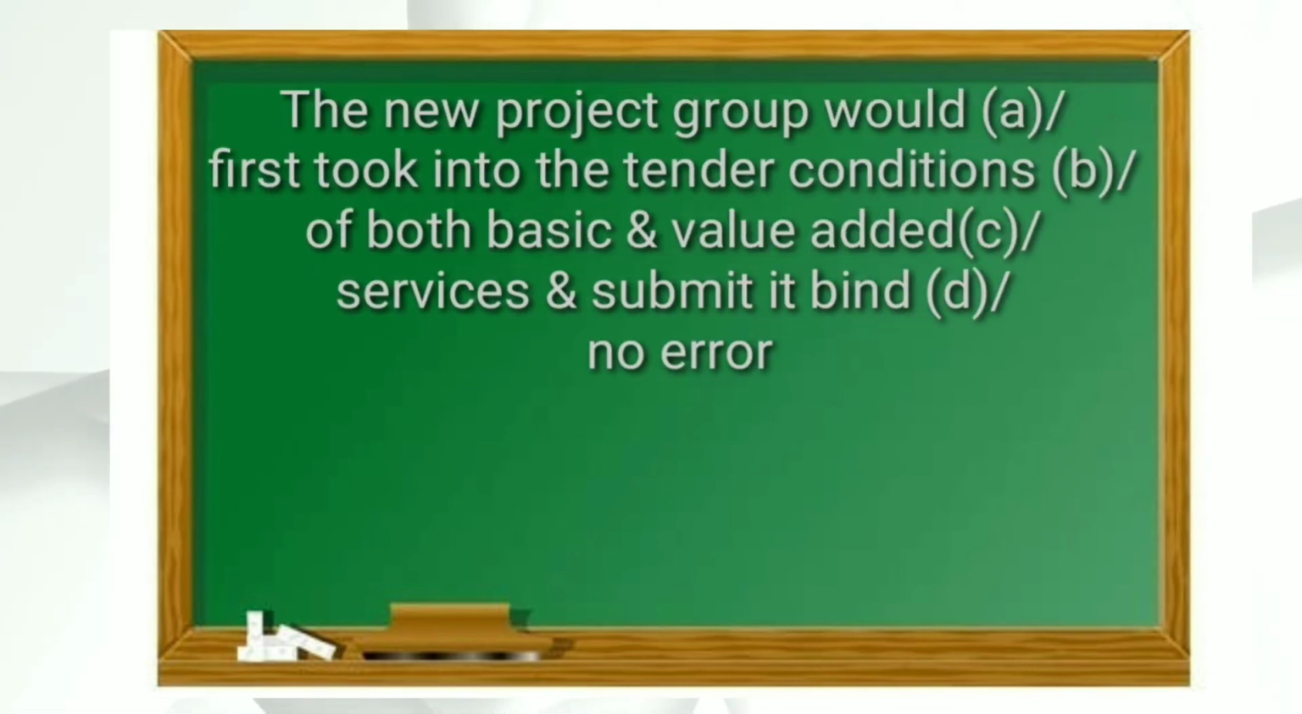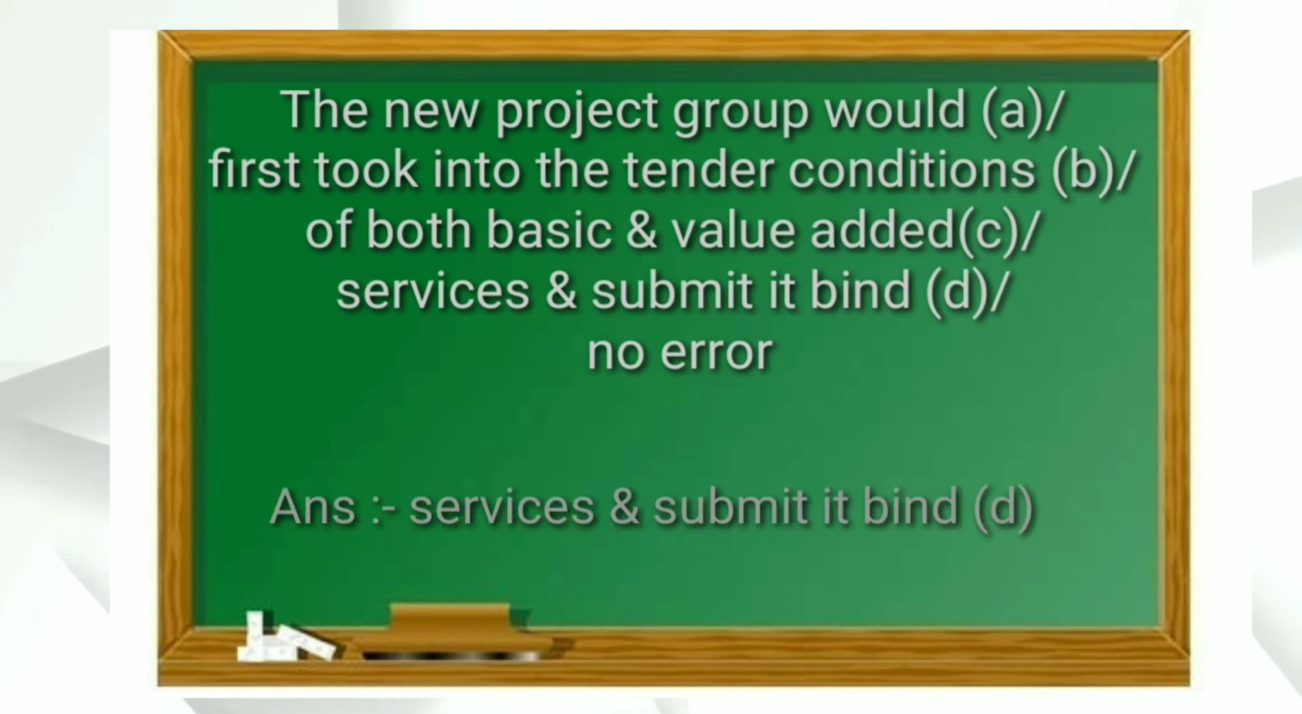Question number 2. The new project group would first look into the tender conditions of both basic and value-added services, submit its bid. No error. The right answer is option D. It should be submitting instead of submit.